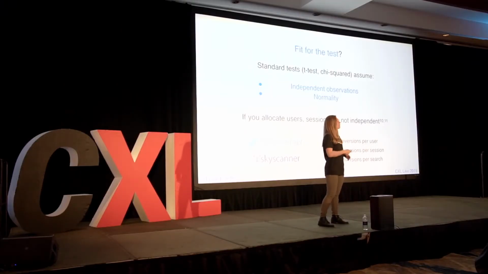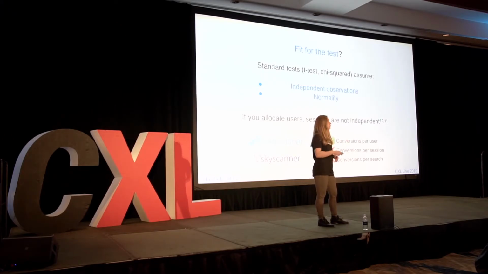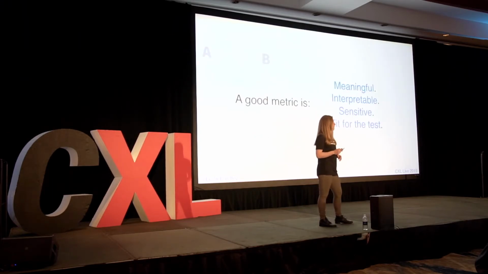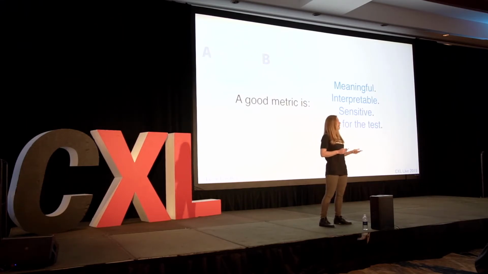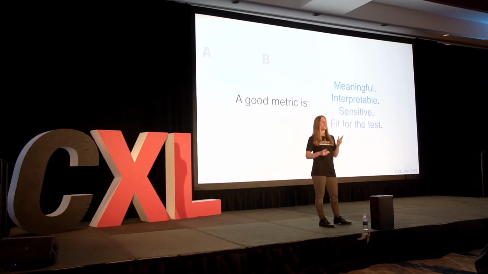So for example, in our Skyscanner logo example, because Skyscanner allocates on users, then looking at something like conversions per user or fraction of users who convert is fine. But if you look at conversions per session or conversions per search, this is not okay, because those observations are not independent. And if you try to use this kind of metric in a standard test, it will give you a much higher false positive rate. So just to recap that one, a good metric is meaningful, a good metric is interpretable, it's sensitive, and it satisfies all the assumptions of the test that you're going to apply to it.